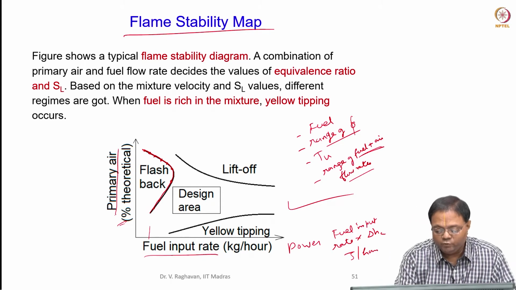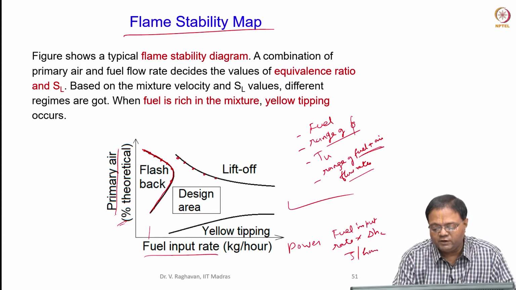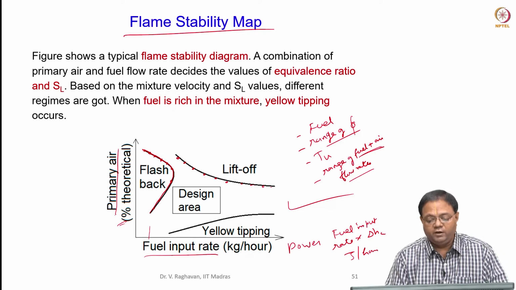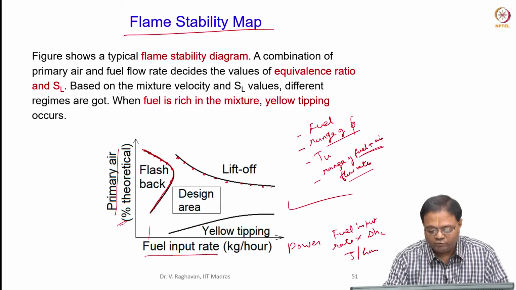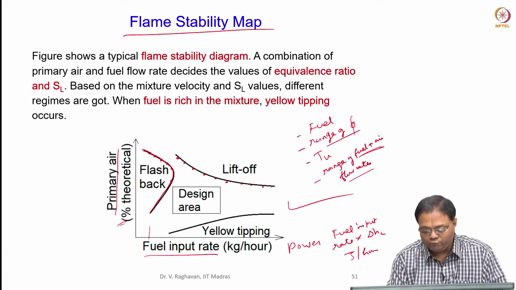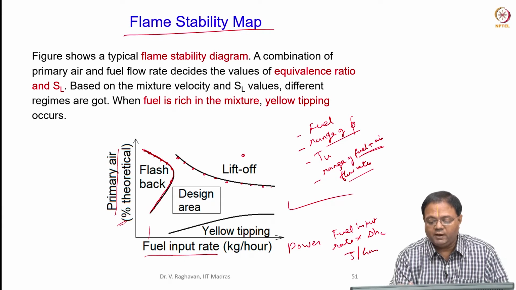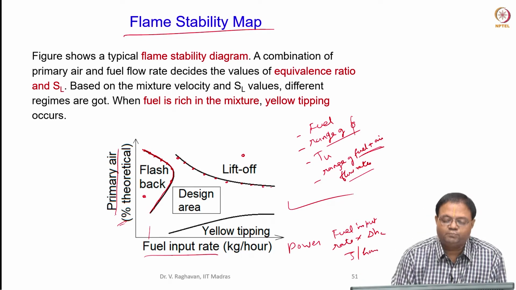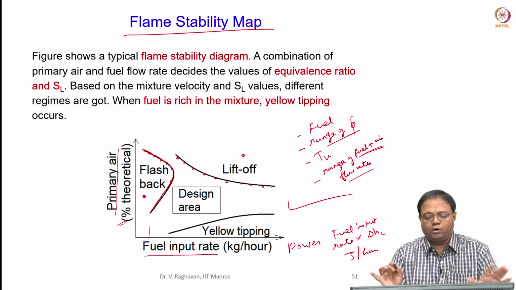Similarly, I note the points where the liftoff initiates and draw this line, which is the boundary, which I will avoid crossing for a given fuel flow rate and air flow rate. If I am here, surely it will lift off. For a given fuel flow rate and air flow rate, if I am at this point, it will flash back. So I should not go to this.